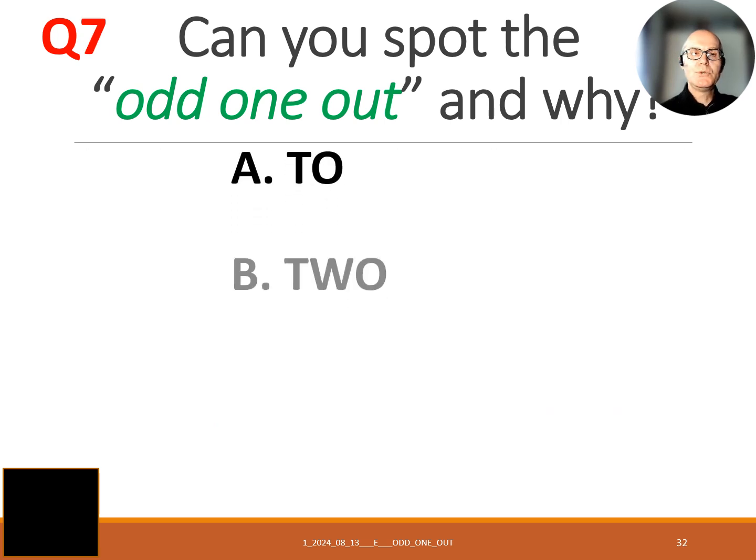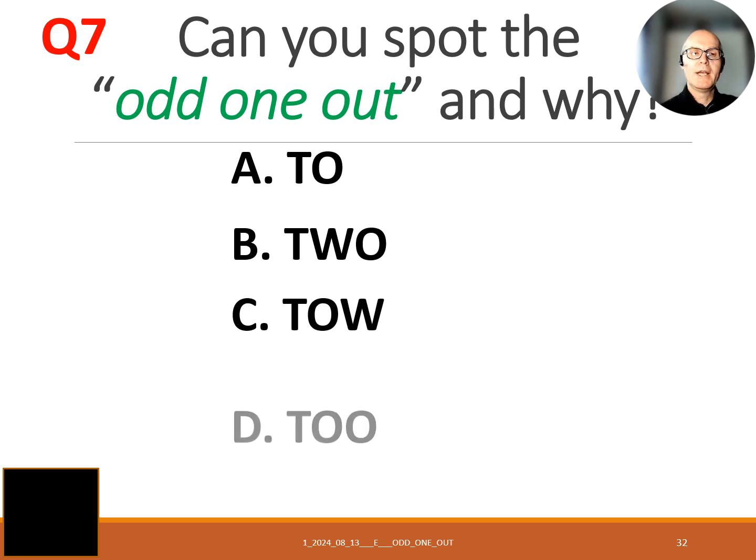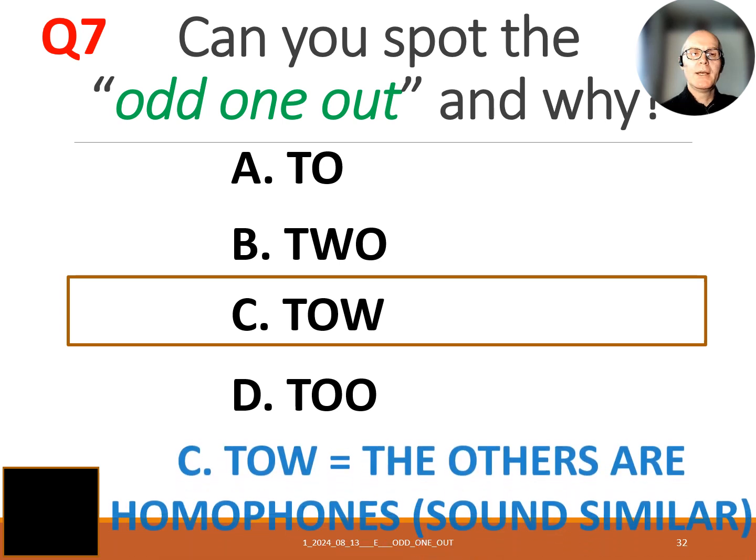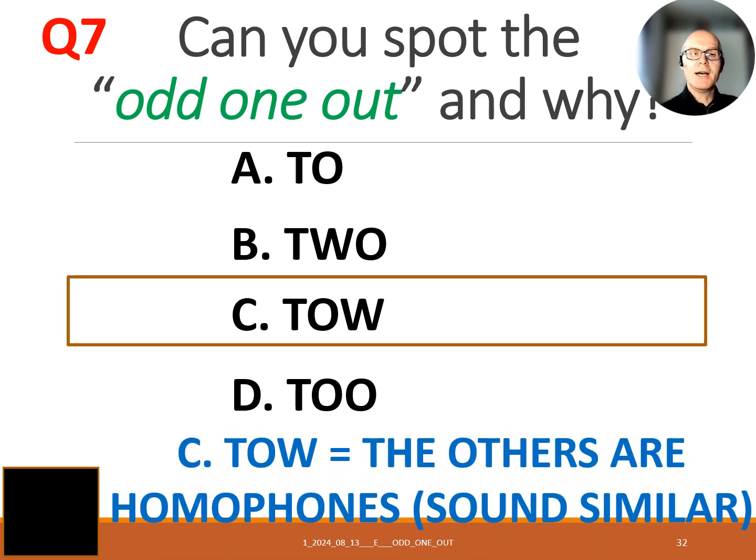Question 6. Two, toe and too. What was the odd one out from these 4 words and why was it the odd one out? The odd one out here, of course, was toe because the others are homophones. To, two and too are words that sound exactly the same, but they are spelt differently, and of course they do not mean the exact same thing.